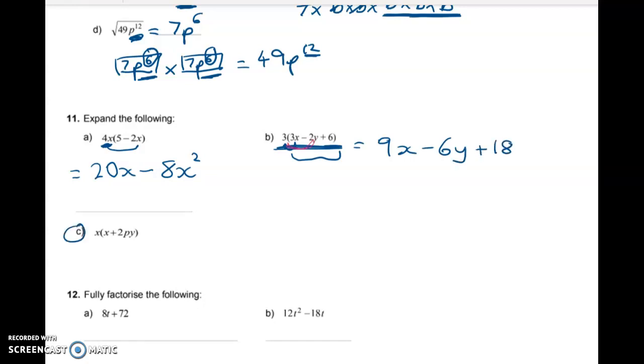In this last one, we're multiplying all of the terms in here by x. So x times x is x squared. And then we've got plus 2pyx.